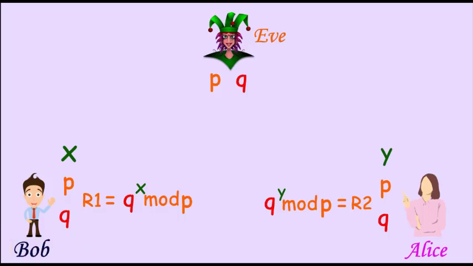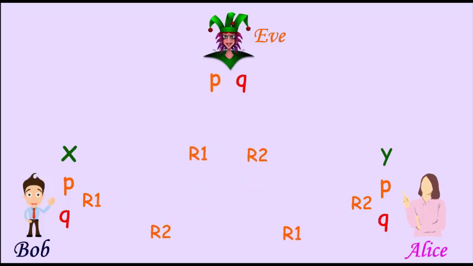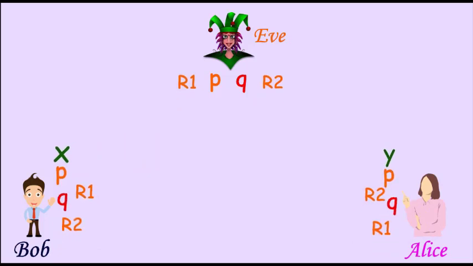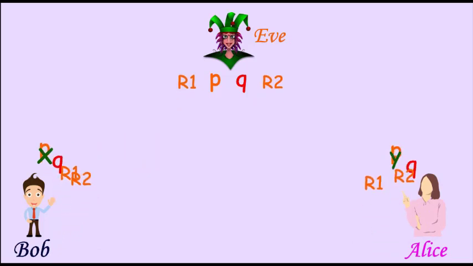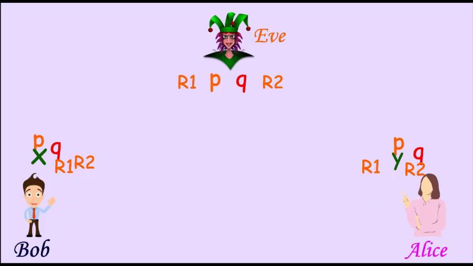After calculating R1 by Bob and R2 by Alice, they share these numbers with each other through the unreliable medium. So R1 is given to Alice and R2 is given to Bob. But since Eve also has access to this medium, Eve also gets R1 and R2. So this is what Bob has, this is what Alice has, and that is what Eve has. Now we just collect them together.